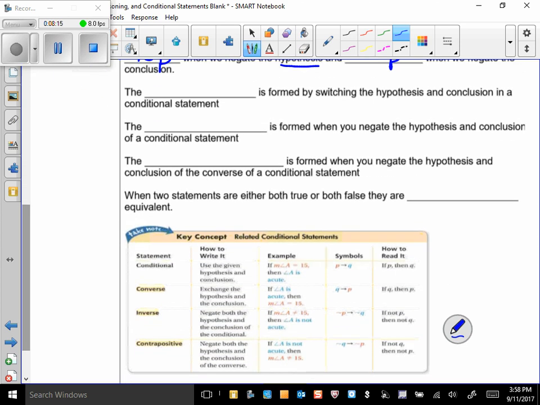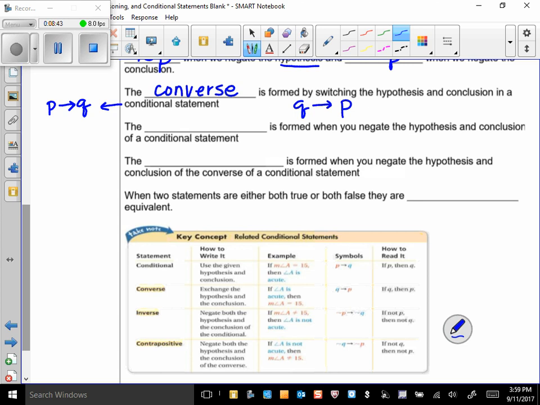Okay, now, what kind of statement is formed by switching the hypothesis and conclusion? In other words, by doing this. You know our conditional statement, the conditional statement is if P, then Q, right? Well, if we switch these, we got if Q, then P, and that is the converse. The converse of the conditional is when we switch the hypothesis and conclusion.